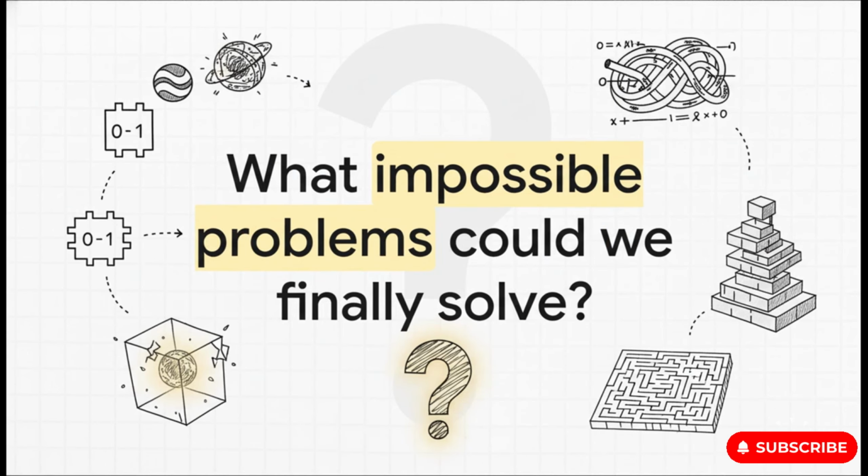So we've gone from a simple on-off switch to a spinning coin holding countless possibilities. We've seen its almost unimaginable power, but also its incredible fragility. It leaves you wondering, if we can finally tame these quantum effects, if we can learn to control them, what problems that we think are impossible today could we finally solve?